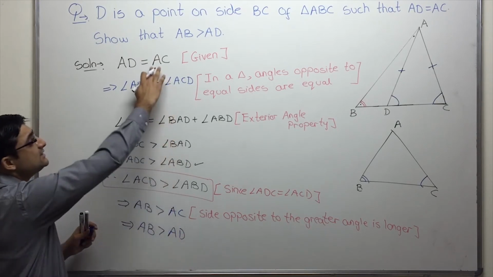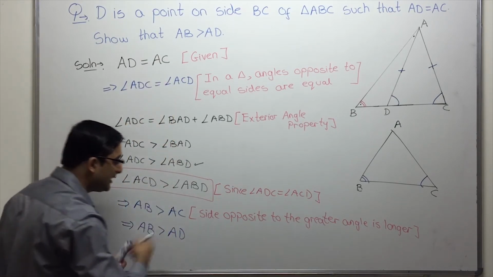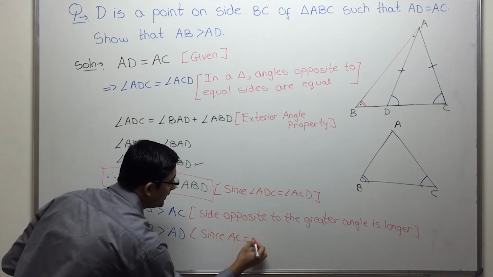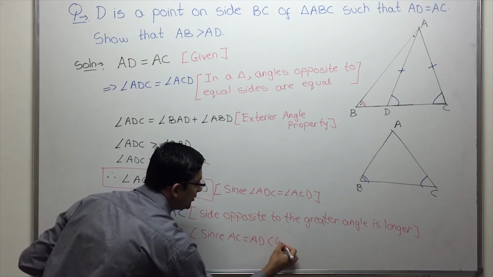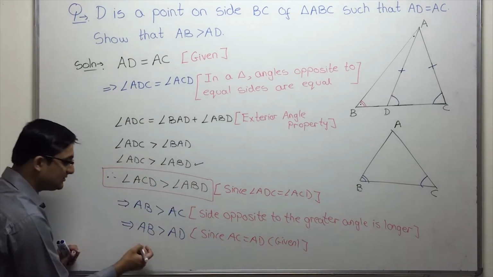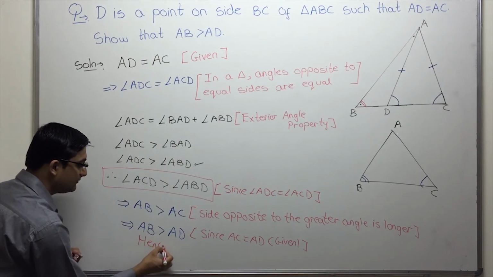What is the reason? Since AC is equal to AD. So you can mention bracket, since AC is equal to AD, and this over here is given to us. So since AC is equal to AD, I replace AC by AD. So AB is greater than AD, hence proved.